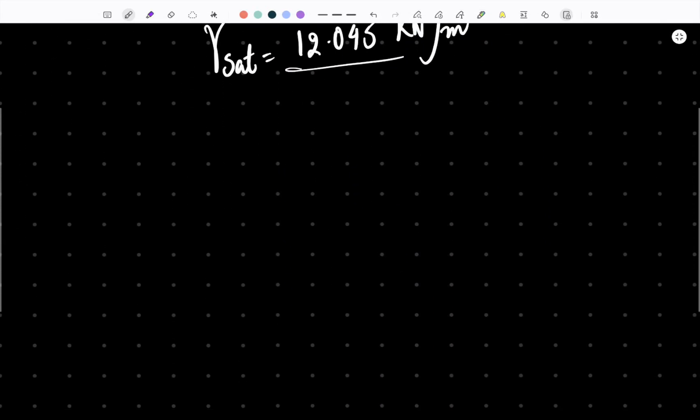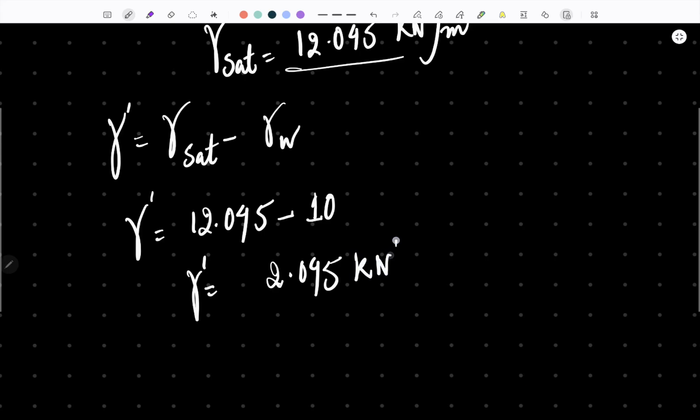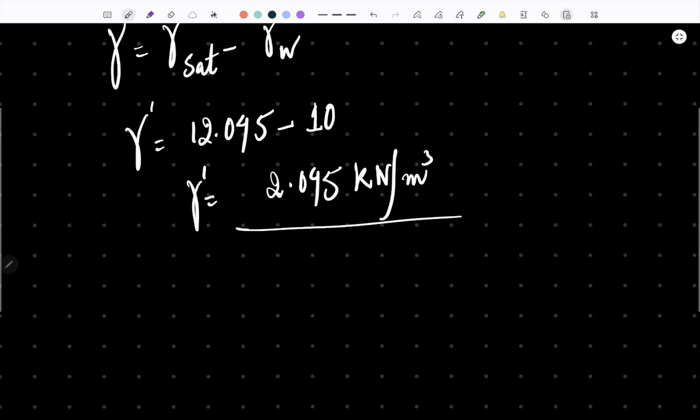So let's find the submerged unit weight first. We know submerged unit weight is saturated unit weight minus unit weight of water. So submerged unit weight is saturated 12.045 minus unit weight of water 10 kilonewton per cubic meter. So this is equal to how much? Sorry, it is 2.045, I thought this was 1. So the submerged unit weight has been calculated as well, and it's equal to 2.045 kilonewton per cubic meter.